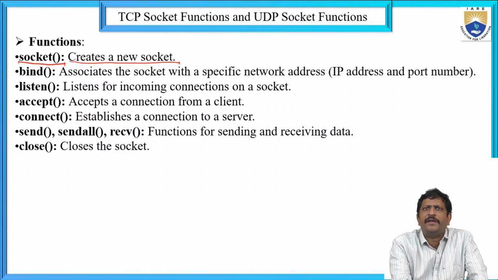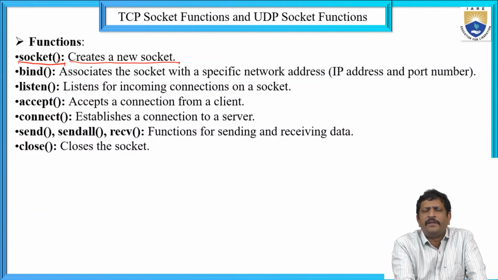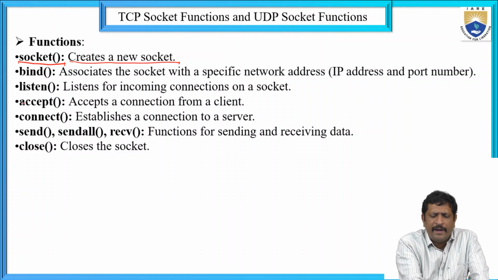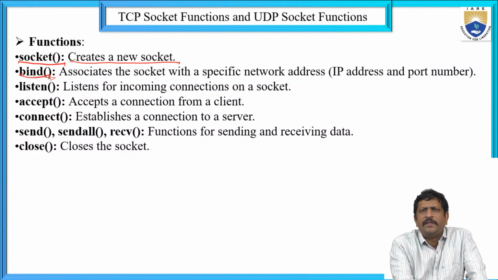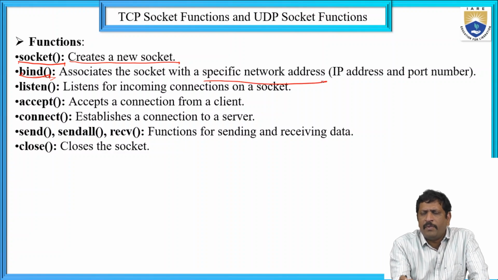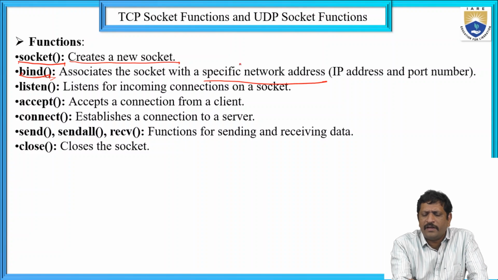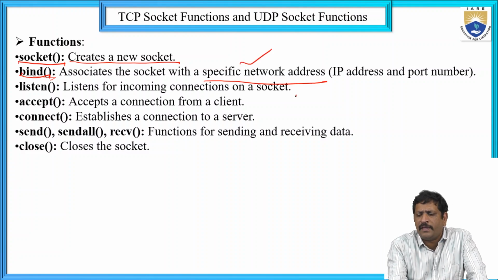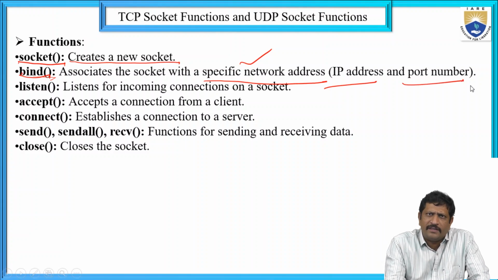After creating the socket, with the help of the socket function we can create the new socket. Then the bind function. The bind function generally specifies the network address, binding a specific network address, which combines the IP address of the particular system and the port number of that particular respective device.